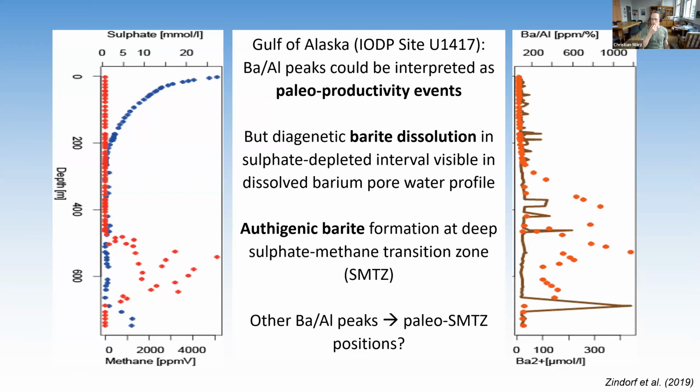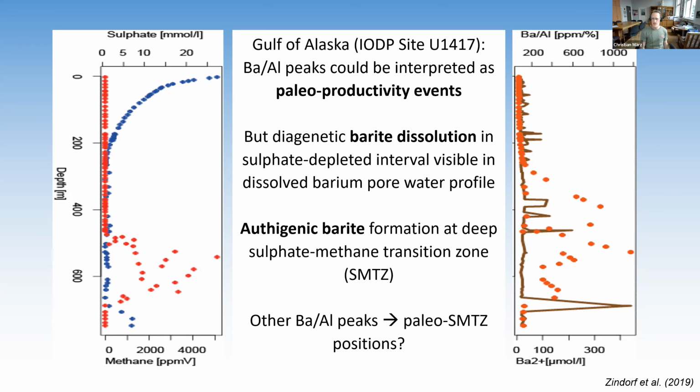And this is an example from some own work, a PhD student of mine from the Gulf of Alaska. You see on the left-hand side, the methane profile in red and the sulfate profile in blue. And you see sulfate is depleted at some point, methane increases at some point. You seem to have a massive gap in there. We don't understand why. And then on the right-hand side, the red dots show barium in pore waters. So what we see is barite is indeed dissolving, and barium is being released into the pore waters. So you're losing definitely the primary productivity signal.